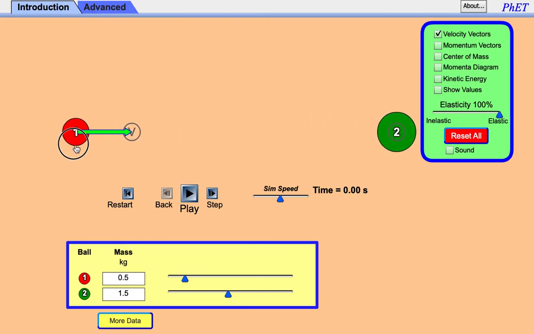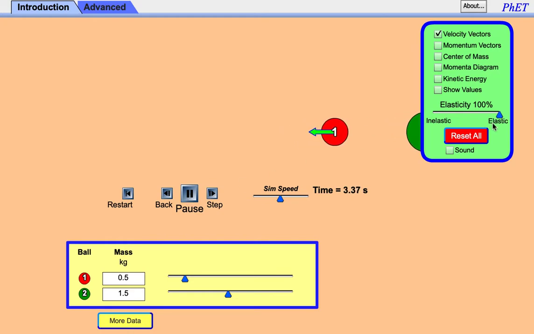Now let's say that mass 1 is going to have a large velocity to the right. Let's see what this looks like. You can see it's moving faster. So we have to take into account the velocity of an object. You can ignore that collision for now.